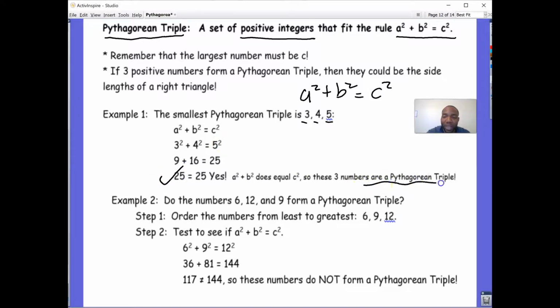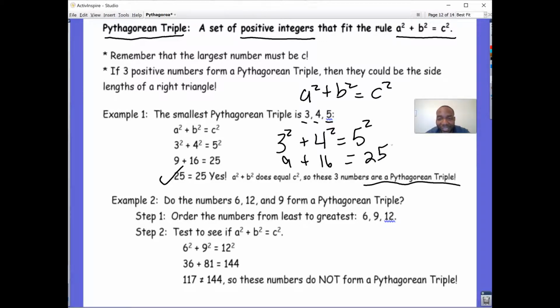So they are Pythagorean triples because they make the rule true. Now, y'all, I don't know no easier way to say this, but if you need to rewind the video, I know we need to practice, and we're going to get into that in a second. But they make the rule true. 3 squared plus 4 squared is equal to 5 squared, because 9 plus 16 is equal to 25.